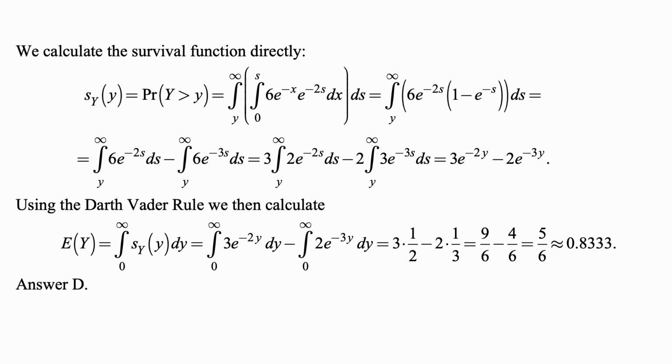So this is 3 times 1/2 minus 2 times 1/3, and that's 9 over 6 minus 4 over 6, so 5 over 6, or approximately 0.8333, and that's answer D. Of course, that's the same answer we got the kind of more traditional way before, so nothing new here, but a reality is you should always use the Darth Vader rule anytime you have a chance for it.